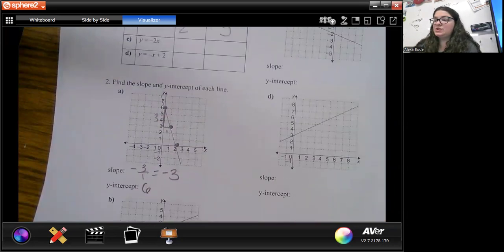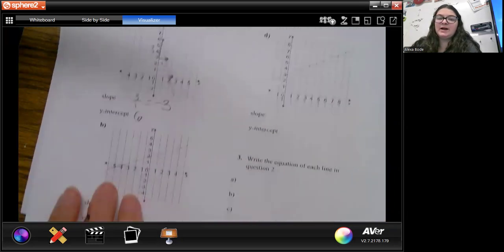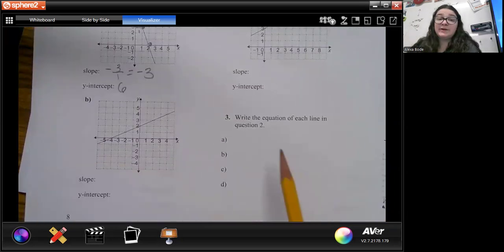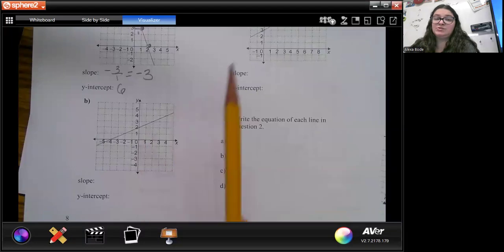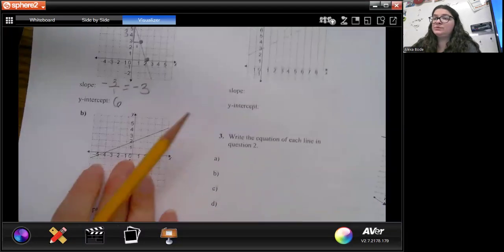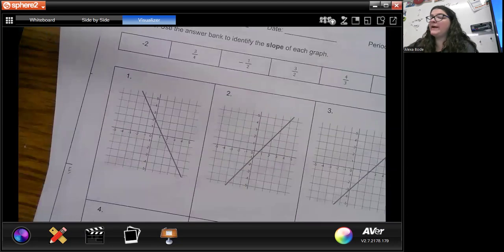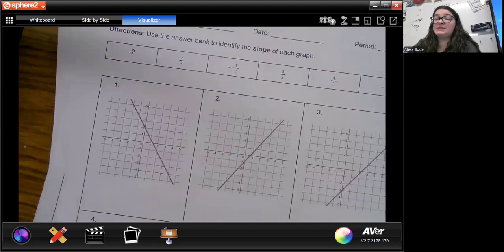You don't even have to write the equations for these ones. Oh, just kidding. I lied. You do over here. This is a lot like the very first page I gave you. So you are going to write the equation for each of the graphs you just did. So it should be pretty simple. Okay, very last one. This one is just a matching.